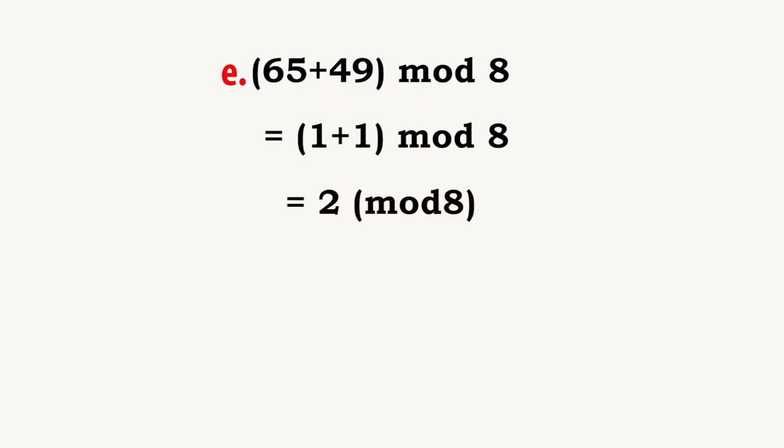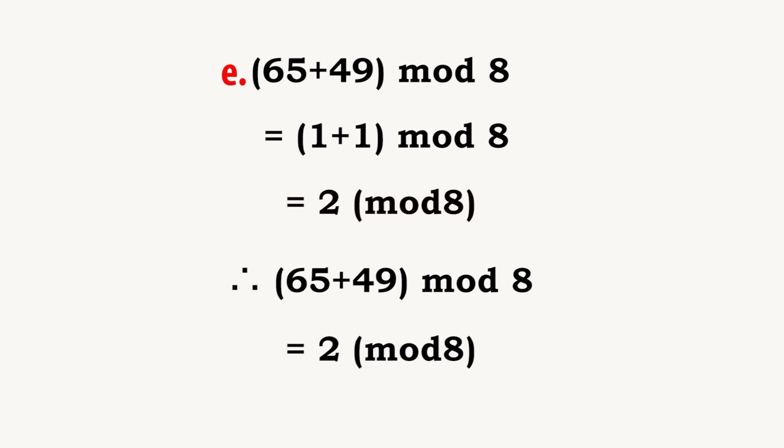Example E. We have 65 plus 49 in mod 8. Reduce each number separately. Add the two answers. So 65 mod 8 when reduced gives us 1. 49 mod 8 when reduced gives us 1. So the question becomes 1 plus 1 mod 8. And we get 2 mod 8. Therefore, 65 plus 49 mod 8 is equal to 2 mod 8.